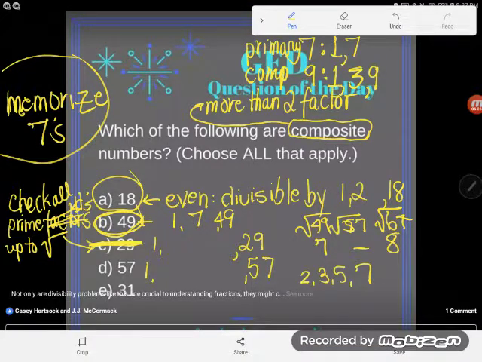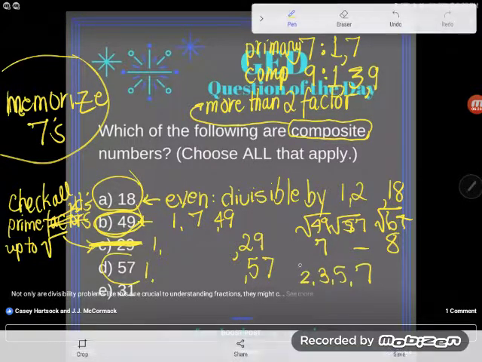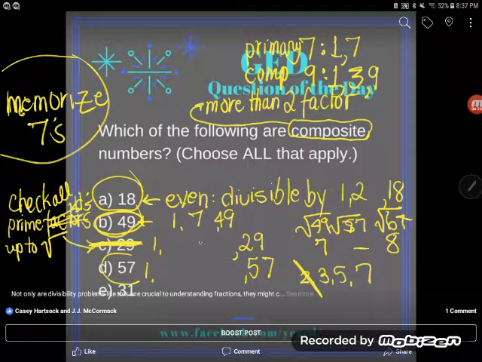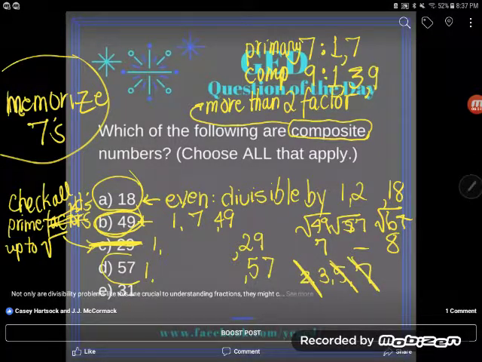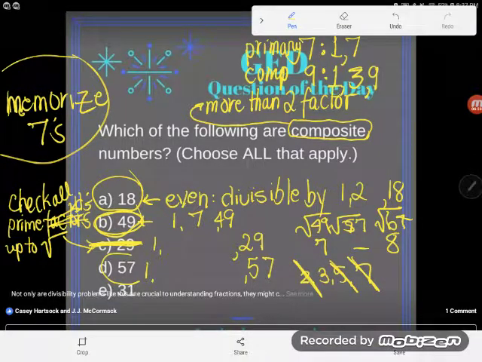So is 57 divisible by 2? Of course it's not, it's odd. And I would say the same for 5. Of course it's not, because it doesn't end in 0 or 5. And if you have your 7 times tables memorized like I asked, you would say of course not. But here's the problem, guys. Don't forget to check for 3s.